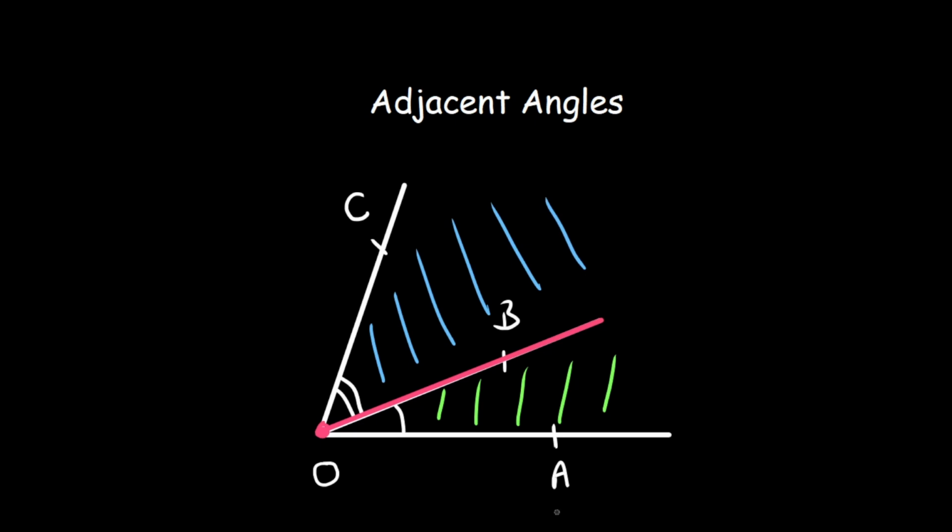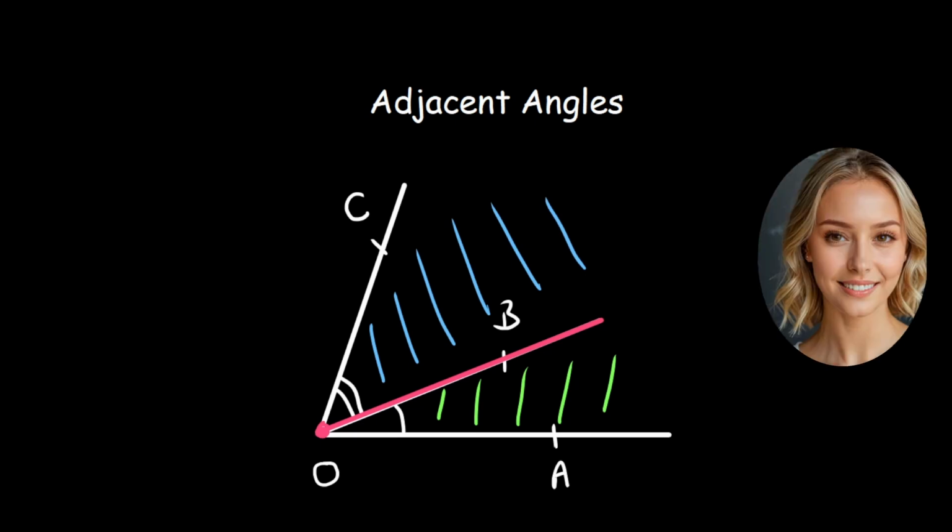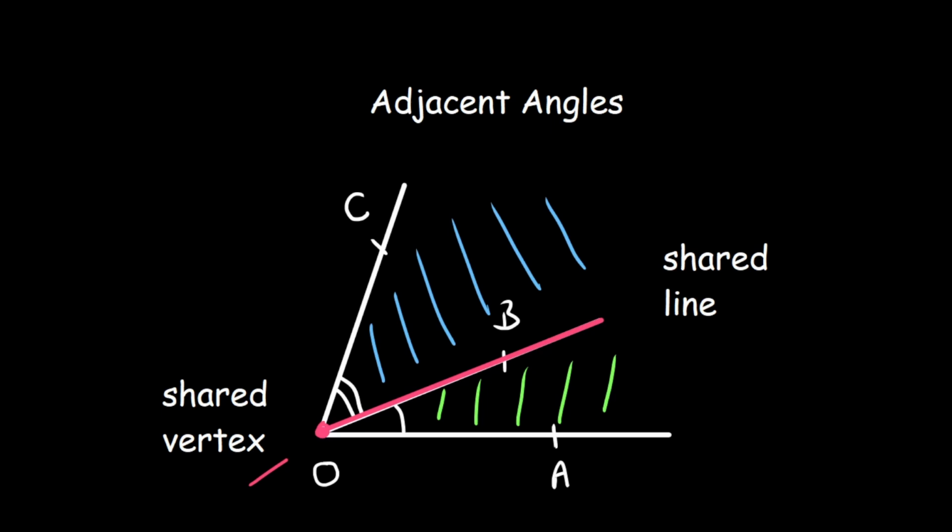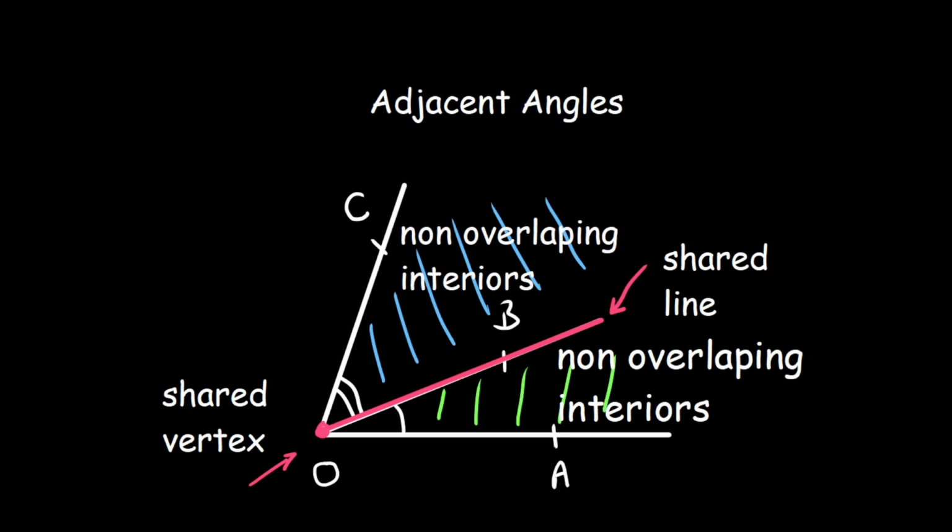Rachel, you may start your questions. What is the key characteristic that distinguishes adjacent angles from other pairs of angles? Adjacent angles must share a common side and a common vertex without overlapping. This shared vertex and side distinguish them from other angle pairs.